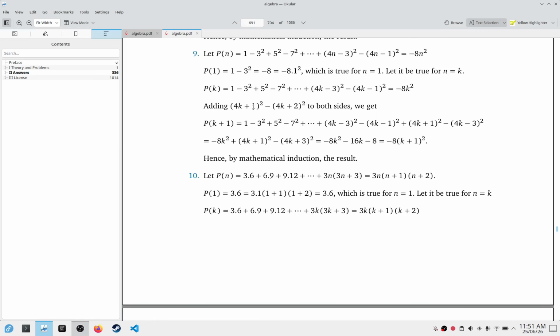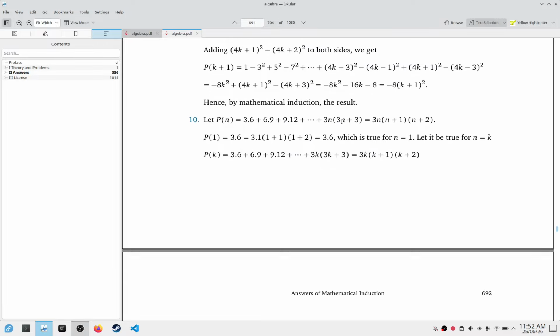Now we add (4k plus 1) whole squared minus (4k plus 2) whole squared to both sides. The left hand side takes the form of P(k plus 1), and the right hand side becomes minus 8k squared plus (4k plus 1) whole squared minus (4k plus 3) whole squared, which eventually becomes minus 8 into (k plus 1) whole squared, and hence by mathematical induction we have the result.